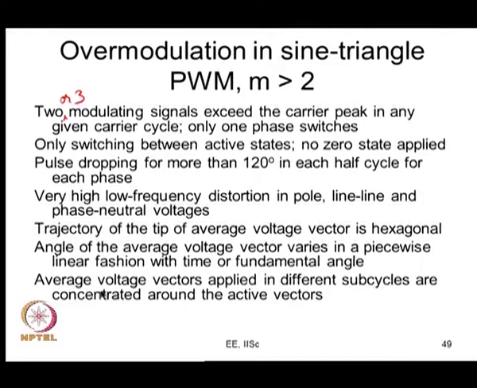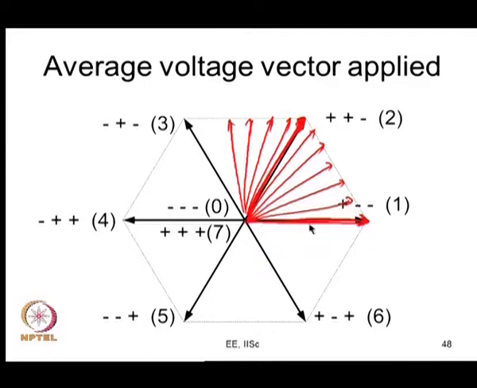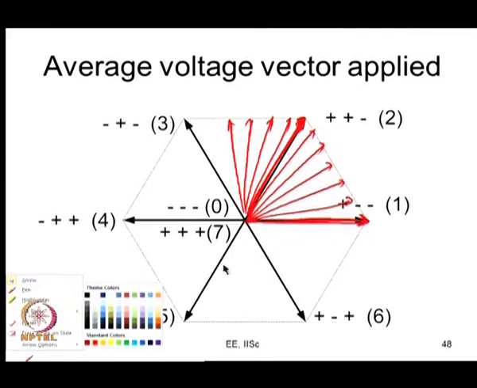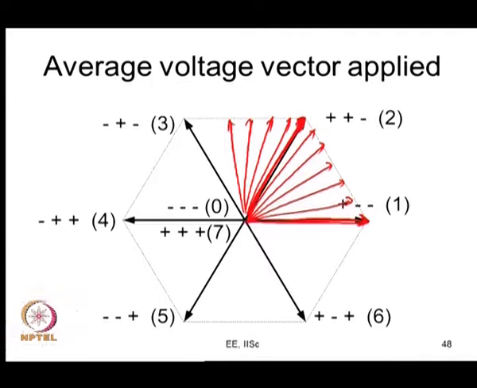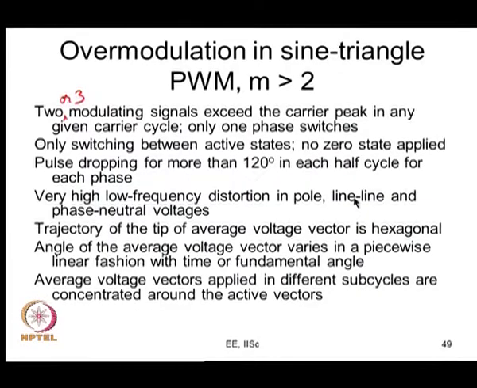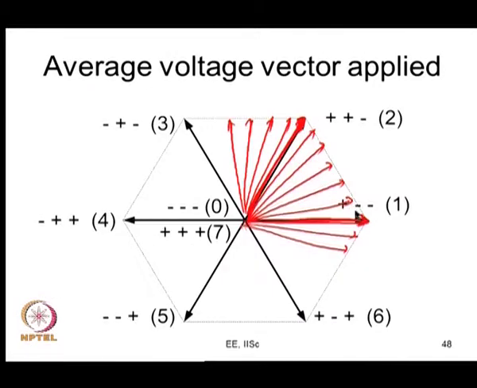And what you also find is the average voltage vectors applied in different subcycles are kind of concentrated around the active vectors. What I mean is, if you look at this, you see that there are many here. So, you will have voltage vectors here, but you have a lot of vectors. In this particular case you have many vectors along active vector 1 itself. So, eventually as the depth of modulation goes on increasing, more and more vectors will start coming close to this and will be aligned along with active vector 1.